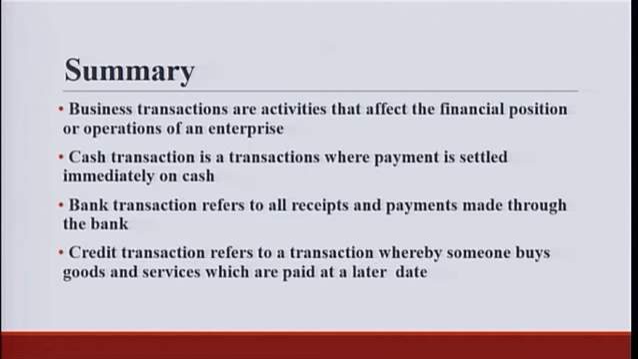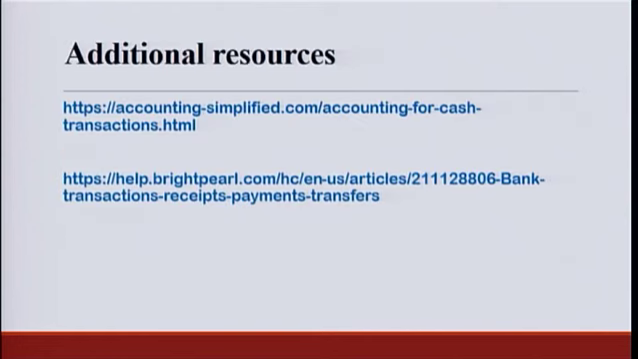So, in this video, you have learned that business transactions are activities that affect the financial position or operations of an enterprise. A cash transaction is a transaction where payment is settled immediately in cash. A bank transaction refers to all receipts and payments made through the bank. And a credit transaction refers to a transaction whereby someone buys goods and services which are paid at a later date.